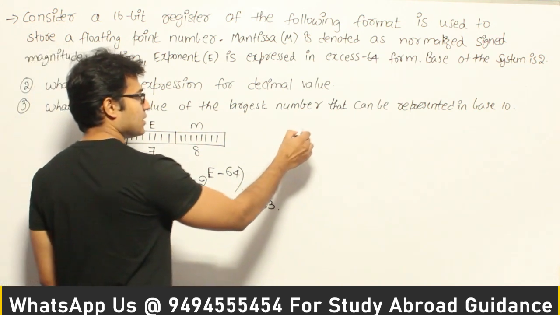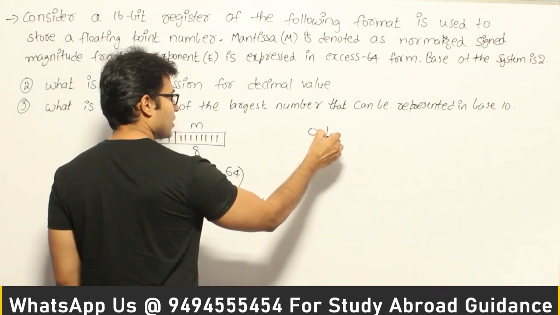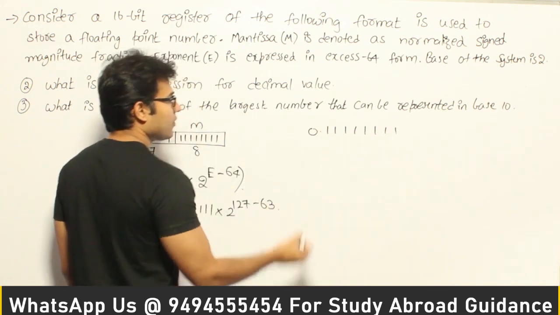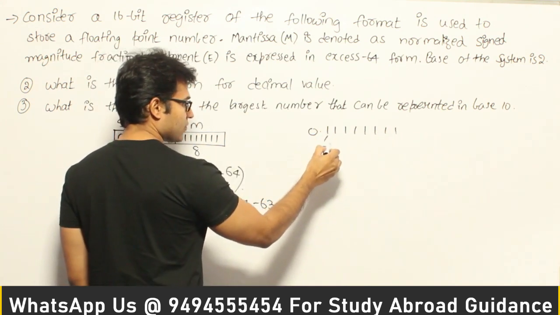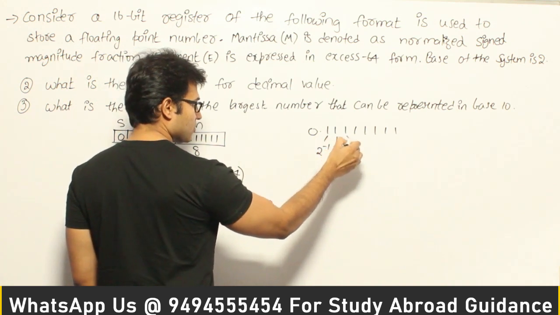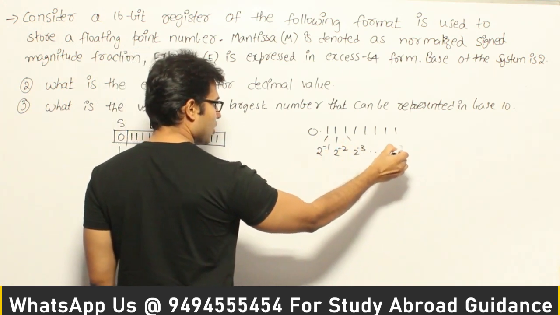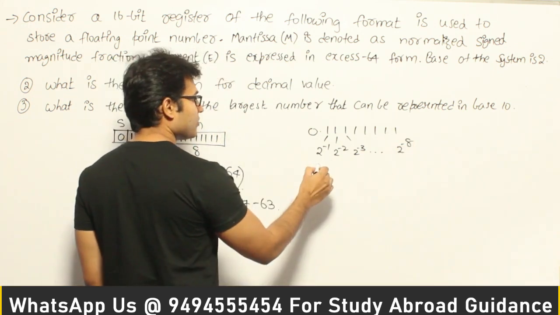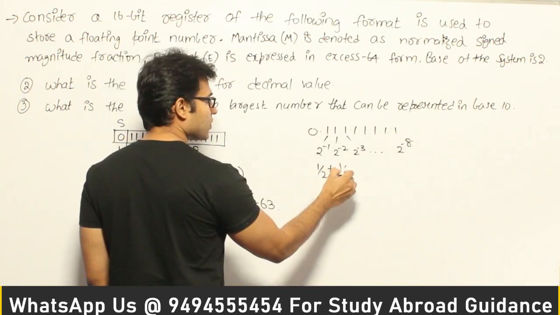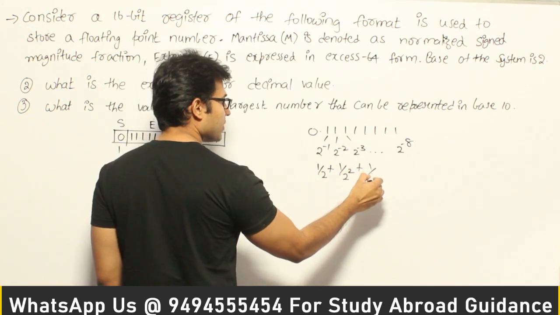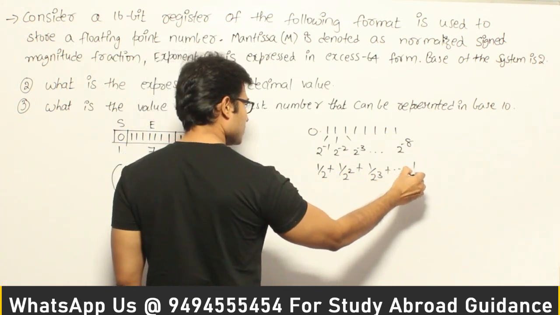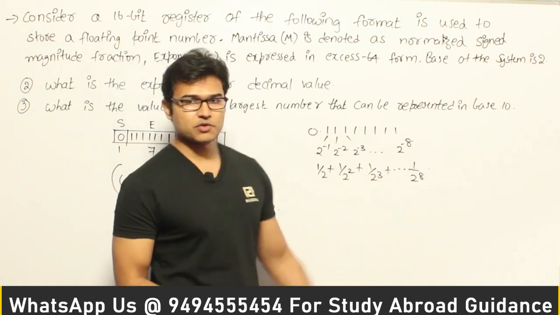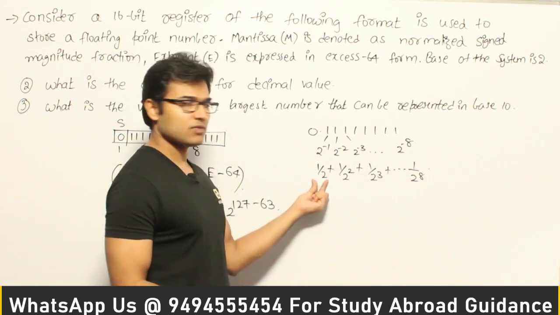So what is this? 0.12345678. Now this one is 2^-1, this one is 2^-2, this one is 2^-3, and so on. The last one is 2^-8, right? So it is nothing but 1/2 plus 1/2^2 plus 1/2^3 plus so on, plus 1/2^8. Now how many terms are there? 8 terms are there, and the first one is 1/2.